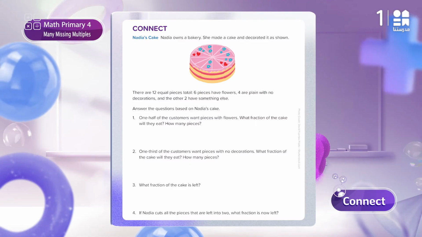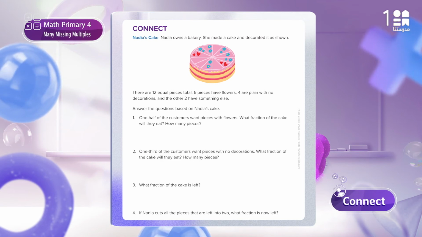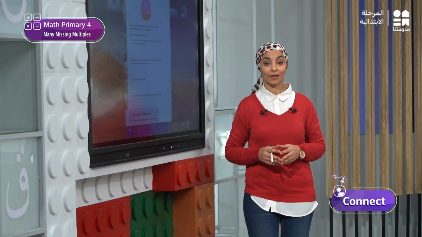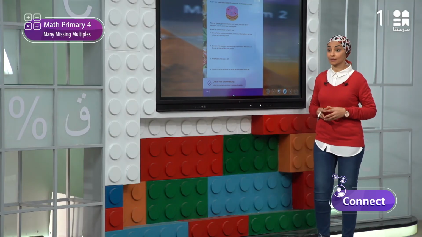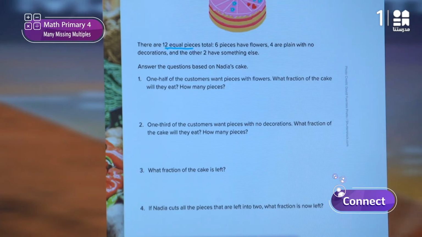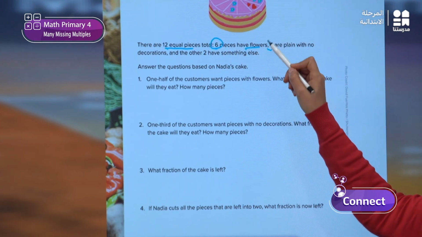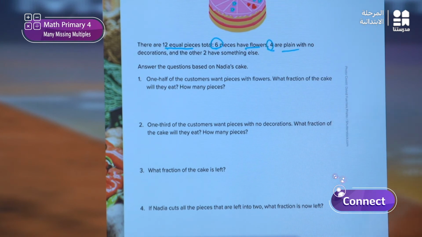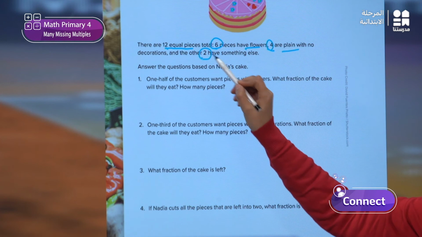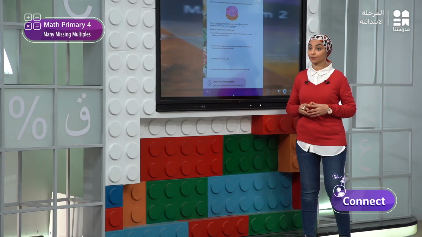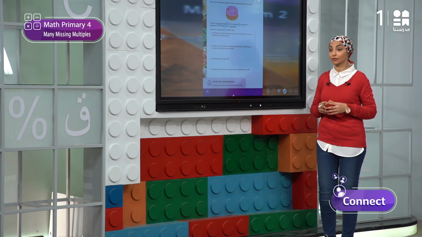Here, to learn in the connect part more about using the equivalent fraction in our daily life by doing the activity Nadia's cake. Now our friend Nadia عملت cake and divided it into 12 equal pieces. Okay, she divided it into 12 equal pieces. Okay, now 6 of the pieces have flowers و 4 of them are plain. Plain يعني سادة خالص with no decorations. وكمان 2 have something else أو decorated with small red hearts.